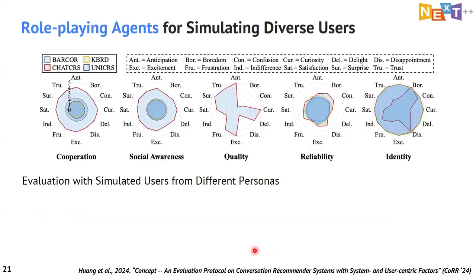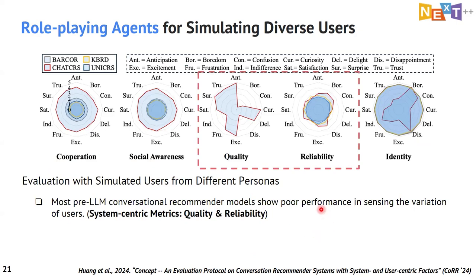So in this paper, the authors conducted some evaluation, and here are some interesting results. We can see that they performed the evaluation with simulated users from different personas. And we can see that most of the pre-LLM conversational recommender models show poor performance in sensing the variation of users. So here we can look at the system-centric metrics, like the quality of the conversation and also the reliability of the conversation.